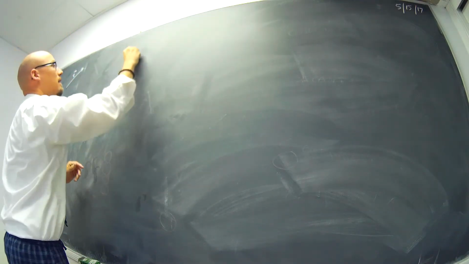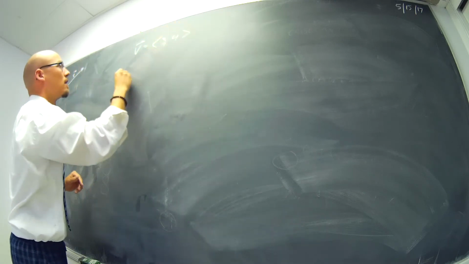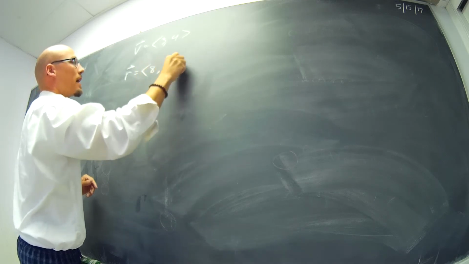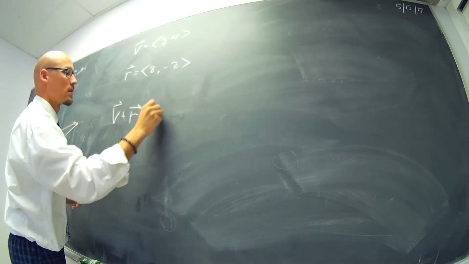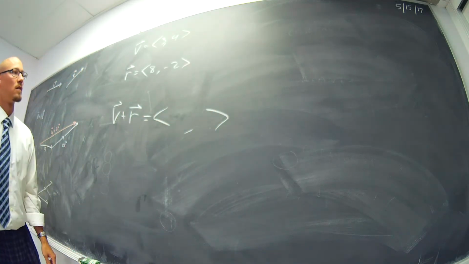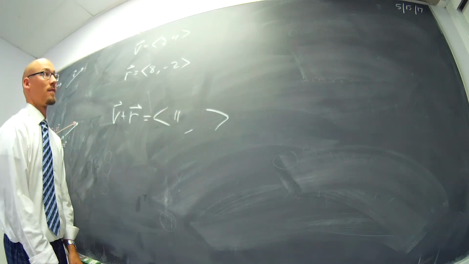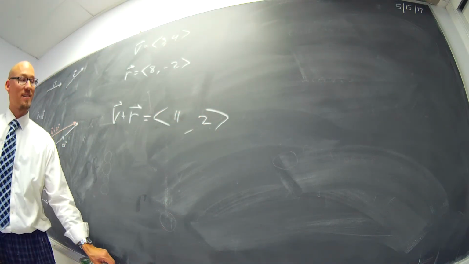If we had v is 3, 4, and r is 8, negative 2, what do you think v plus r is? 3 plus 8, and then 11. 4 minus 2. So 2. Yay, rocket surgery.